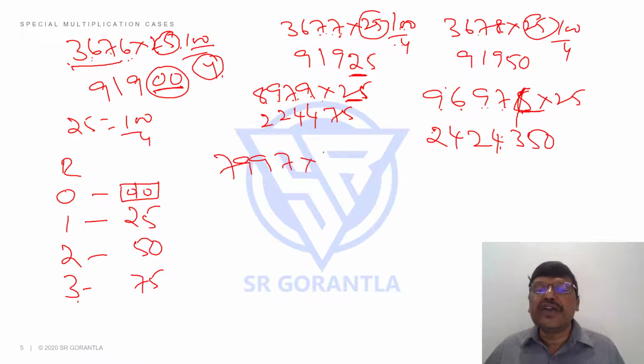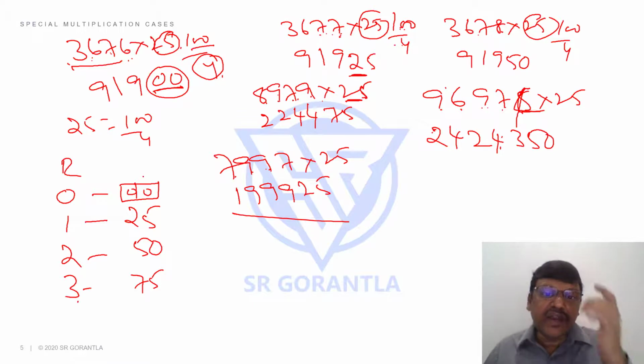7997 into 25. Let's see, students. 4 1s are 4, 39, 4 9s are 36, 37, 4 9s are 36. Remainder is 1, which means 25. Like that you can do, students. Right? So this is for 25.